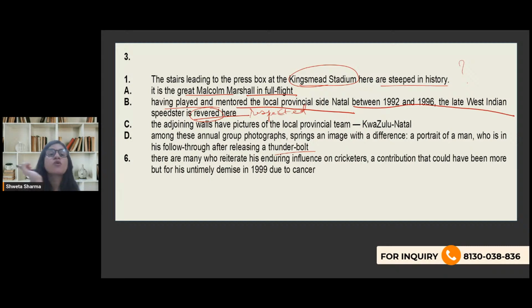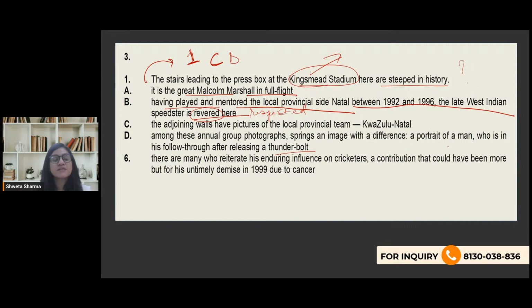So, stairs leading to press box at the Kingsmead Stadium here are steeped in history. Like they tell us some history. Among these annual group photographs, so where are we talking about photographs? We need to talk about the photographs first. The adjoining walls have pictures of the local provincial. So these stairs and then adjoining walls. So one, sentence number 1, then you have C, right? Then it is D.